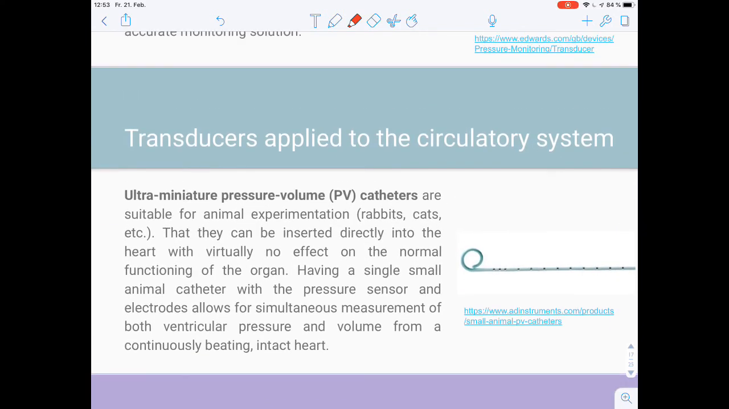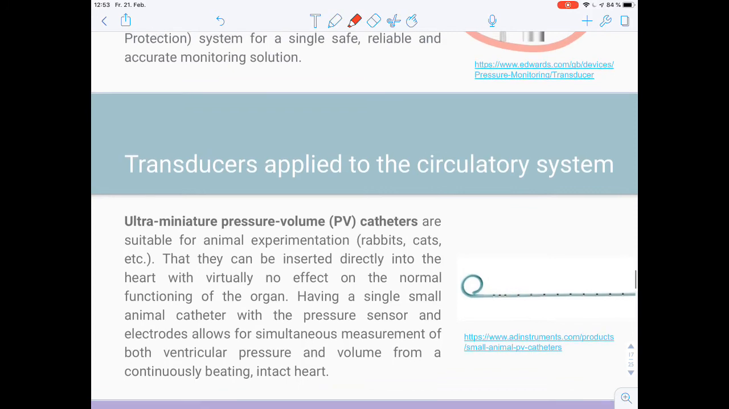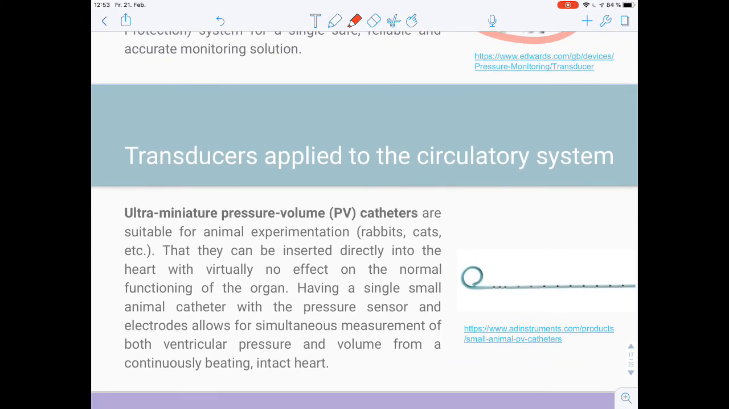And quite similarly, there is an ultra-miniature pressure volume catheter, which is most commonly used for animal experimentation. This is basically inserted directly into the heart, and it's great because it doesn't have an effect on the fully functioning organ. So with the organ intact, we're going to have a very good reading of the pressure sensor, and some also include electrodes. So we can have a simultaneous measurement of both ventricular pressure and volume. That's it for transducers, and thank you.